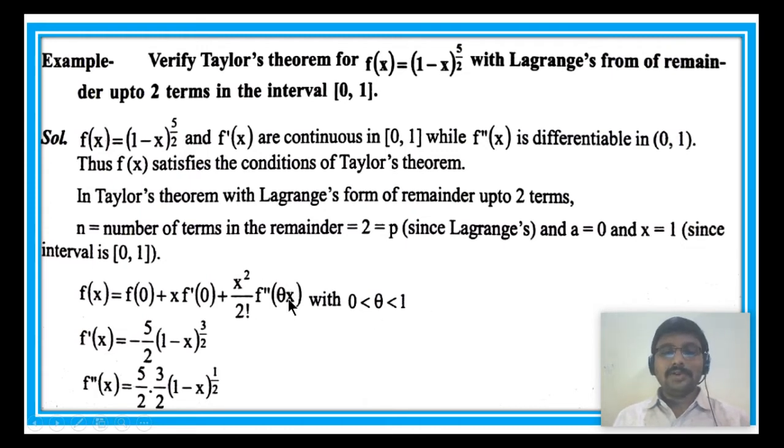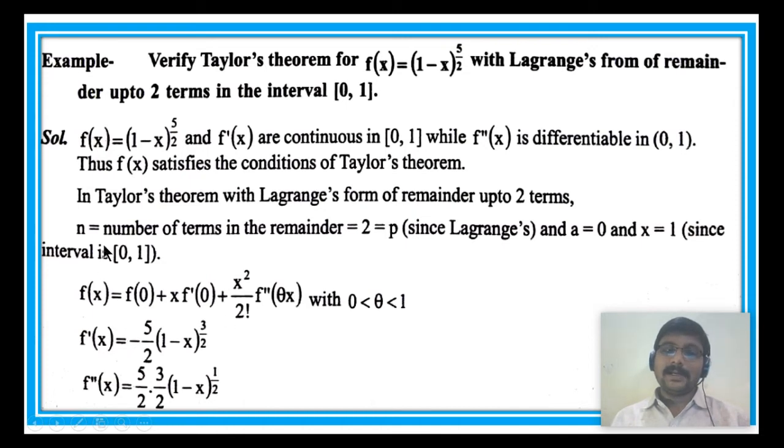So we have to use Lagrange's form of remainder up to how many terms? 2 terms. After 2 terms, we have to use Lagrange's form of remainder. What is the Lagrange's form of remainder? x power n by n factorial f nth derivative at theta x. But n is 2 here, so we have to use x square by 2 factorial f double dash of theta x. Now we have to substitute the required values, that is f of 0, f dash of 0 and f double dash of theta x.